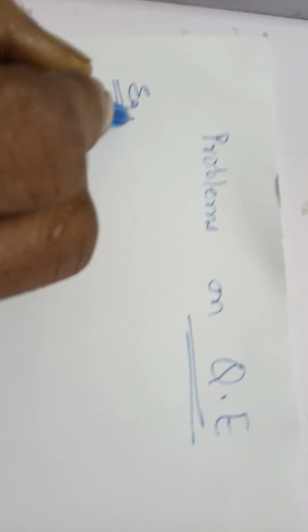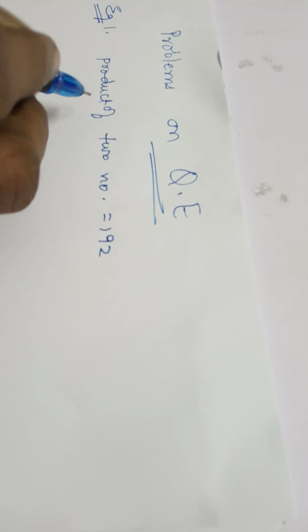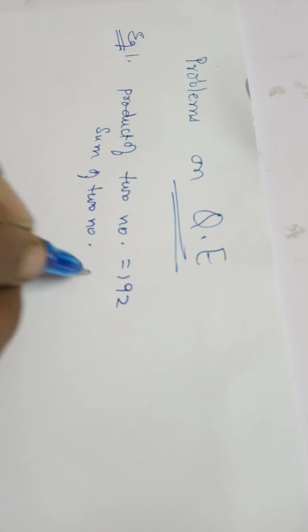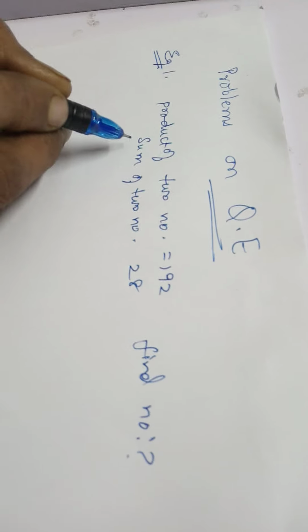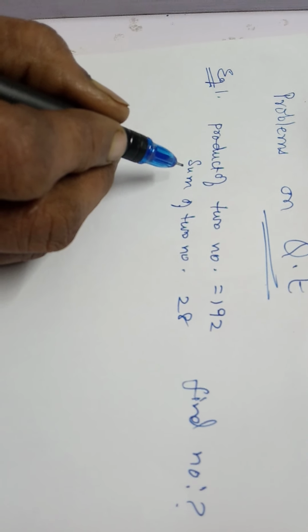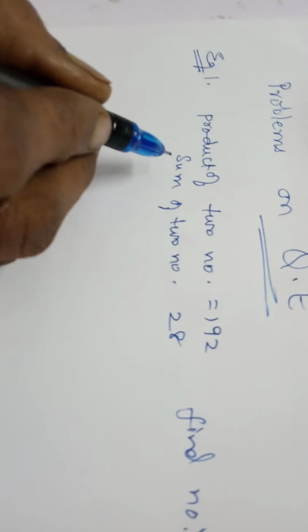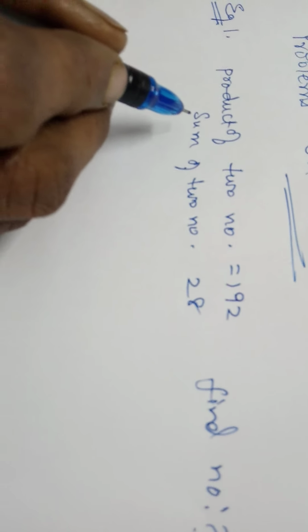The product of two numbers is equal to 192, and the sum of the two numbers is equal to 28. Find the numbers. This is the question. Now according to the question, first you understand the question thoroughly. If you don't understand the question, read it twice or thrice until you understand it thoroughly, then only proceed. Without reading the question minimum 2-3 times, don't proceed.